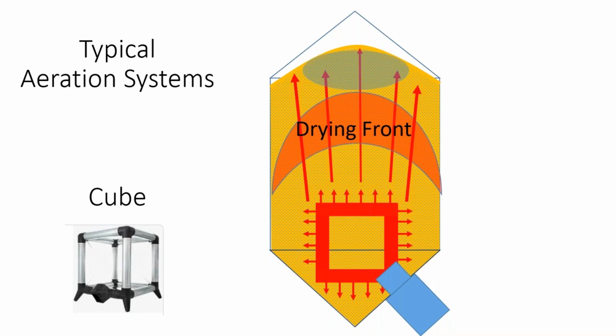Now with the Cube, I envision higher airflow in the middle of the bin, so I expect you would get less of a moisture buildup because you're going to have higher airflow here, and ultimately the sidewalls might have a little more moisture just because you don't have as much airflow on the bin walls. But again, this is just a qualitative analysis.